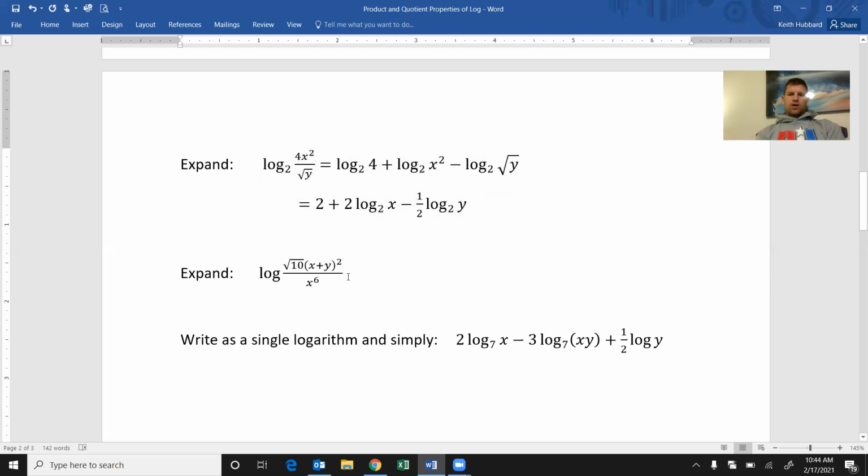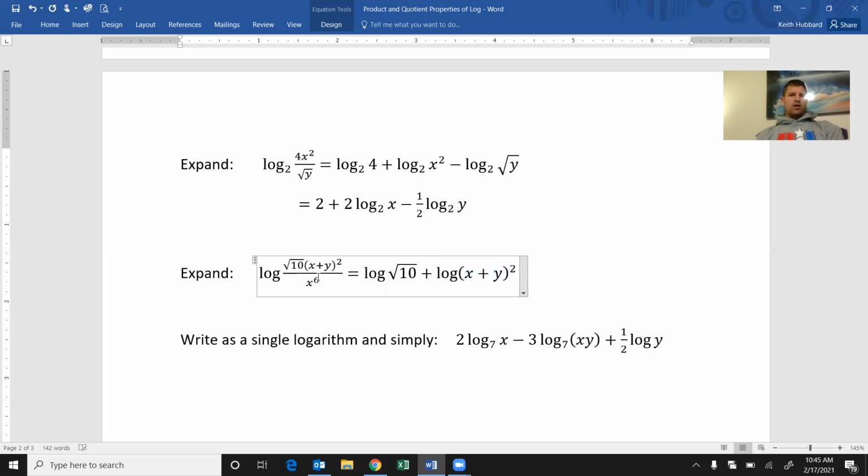How about this one? Notice this is fairly similar in the sense of it's a log base 10, so I don't have to put a base there, right? Log square root of 10, okay? That's times this next piece. So multiplying the inputs is adding the outputs, x plus y to the second, okay?